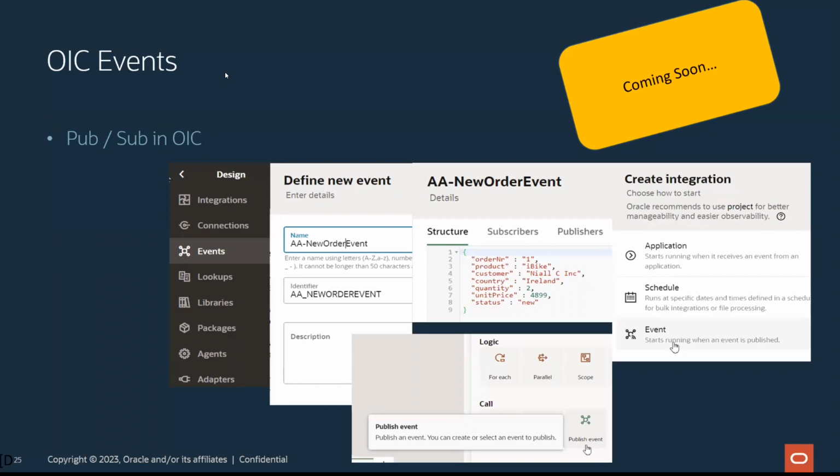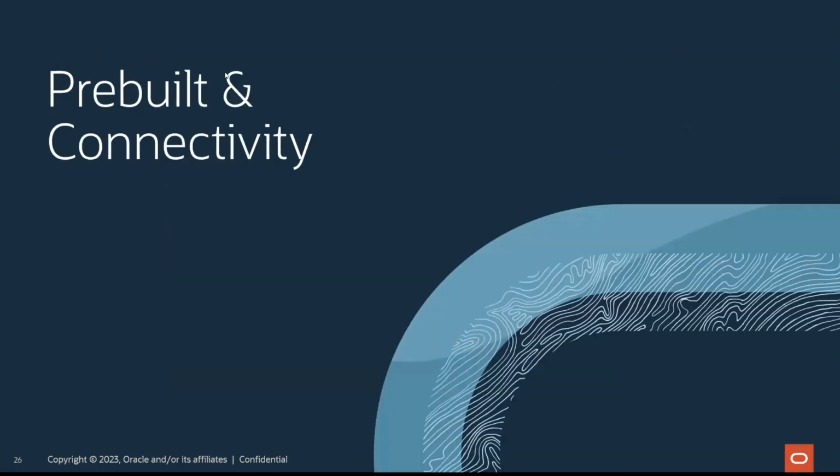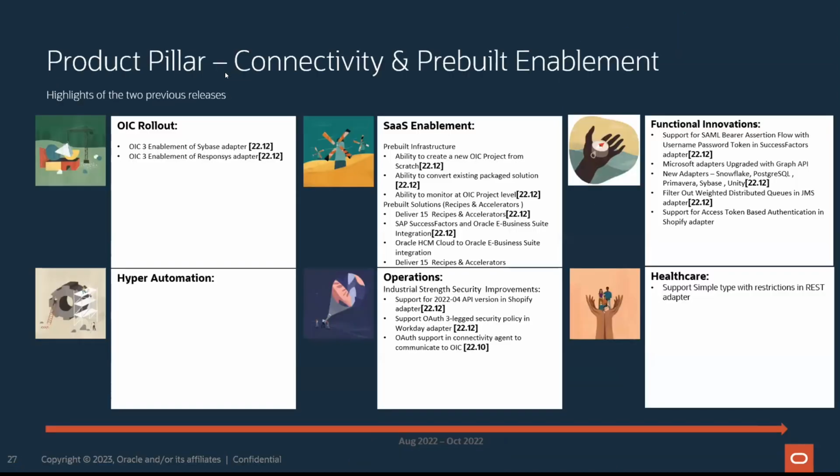On the final side of the graphic here, you see create integration. And there you see the third pattern, which is the event pattern. So this is really a subscribe. You'll have a subscribe trigger. And then, of course, when you're editing or configuring that, you just select whichever event is required, such as the new order event. So this is coming soon. And this is a very compelling addition to the OIC toolkit. And I'm really looking forward to leveraging that.